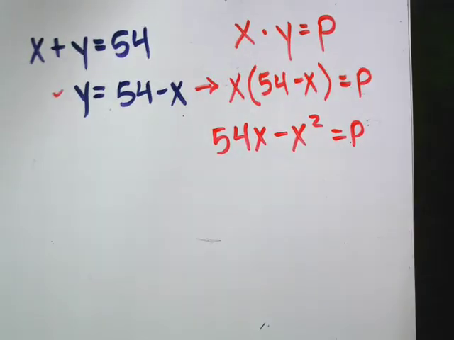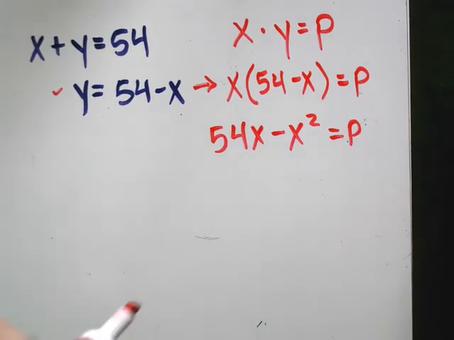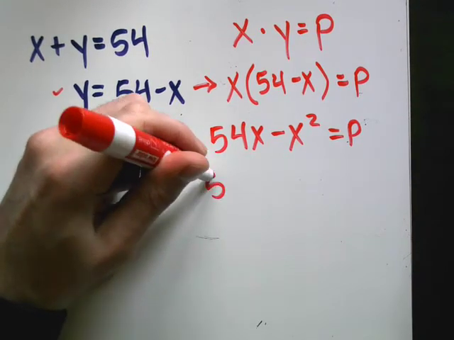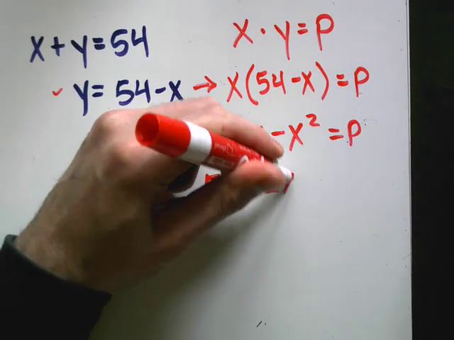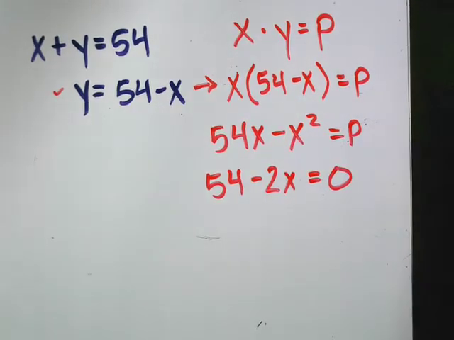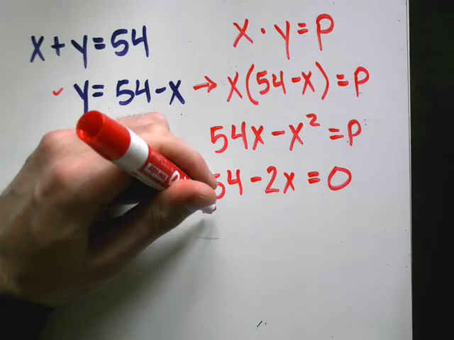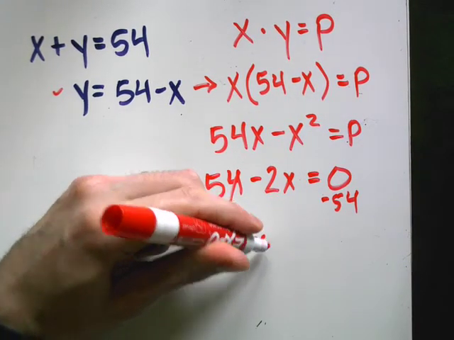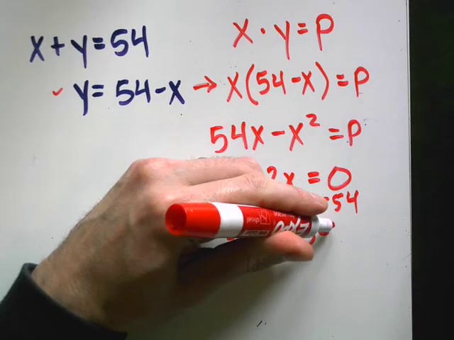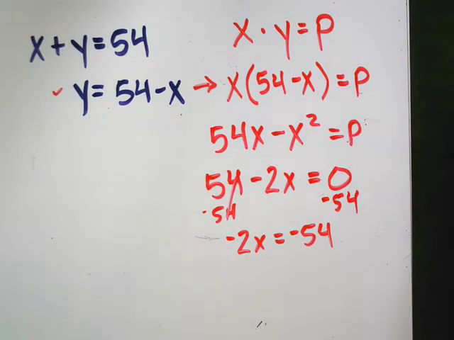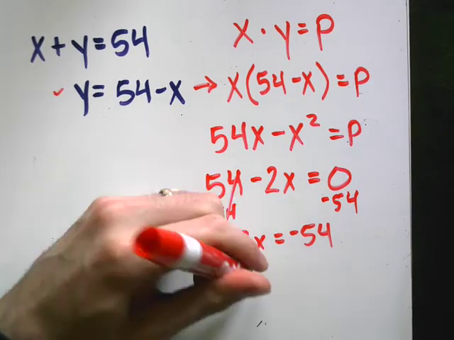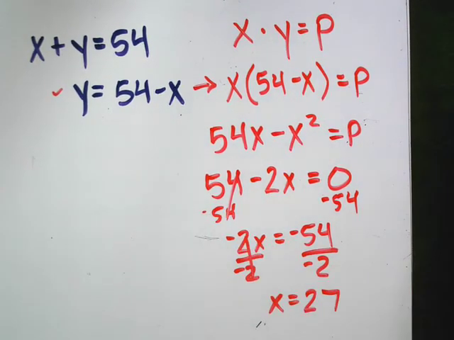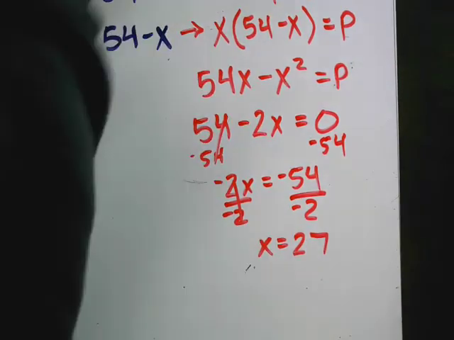Okay? All right. So now to find the optimal amount, we have to take our derivative, set it equal to 0. So I'm going to say 54 minus 2x equals 0. Okay? So when I'm solving for x, I go minus 54 from both sides, minus 54 from both sides. I get negative 2x equals negative 54. Okay? So then when I divide by negative 2, I get x equals 27. Okay? So x is equal to 27.